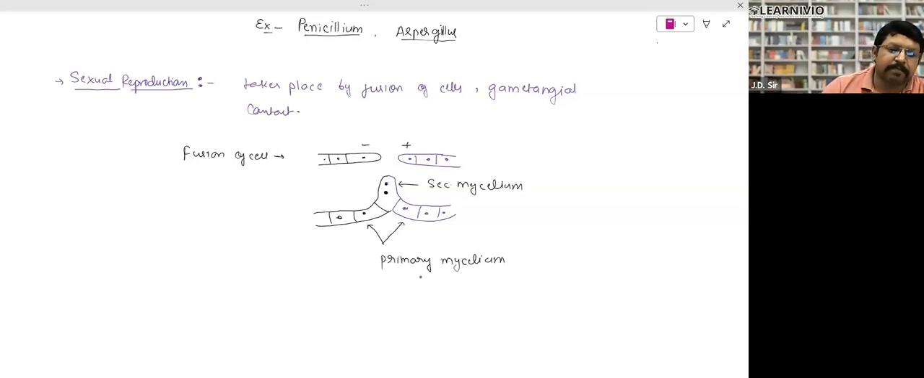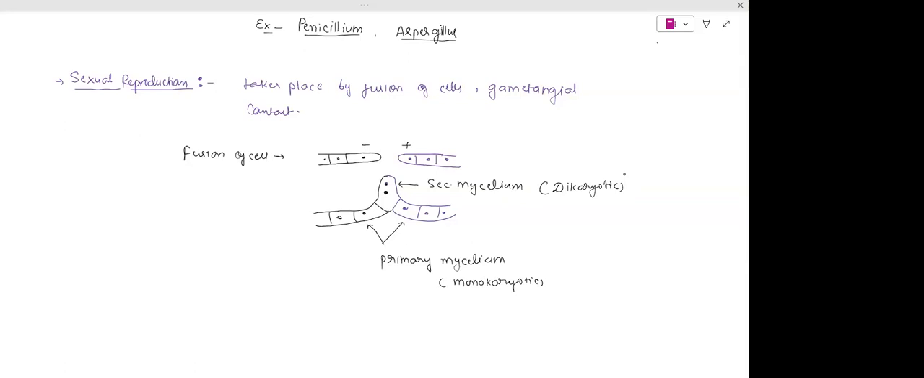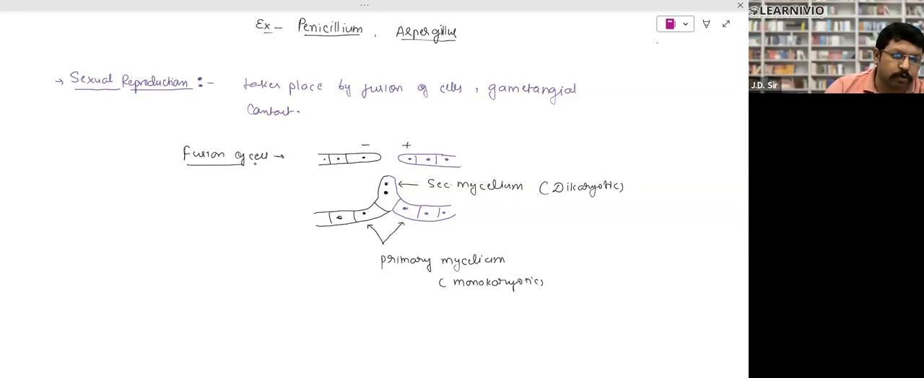right? Here in the primary mycelium, there is only one nucleus in one cell, right? So we call it monokaryote. So primary mycelium is monokaryote, right? In secondary mycelium, two nuclei are present, so we will call it dikaryote. Is that clear to all of you or not? Tell me. Fusion of cells, clear? Yes, sir. This fusion of cells is technically also known as somatogamy. It is also called somatogamy.